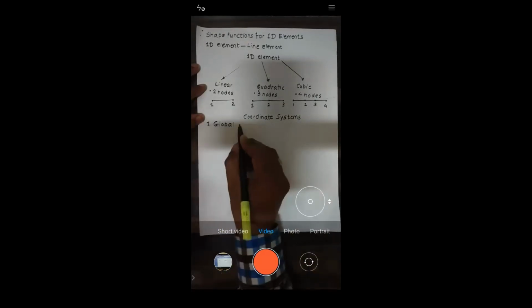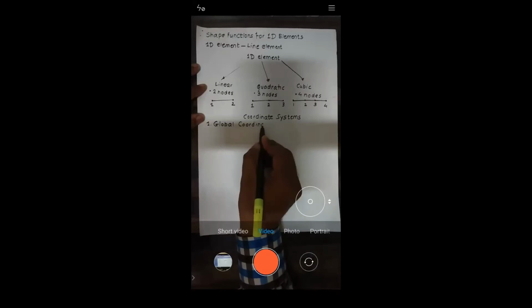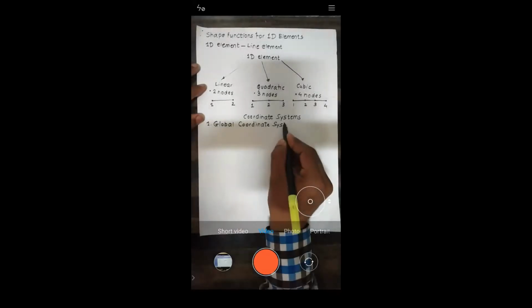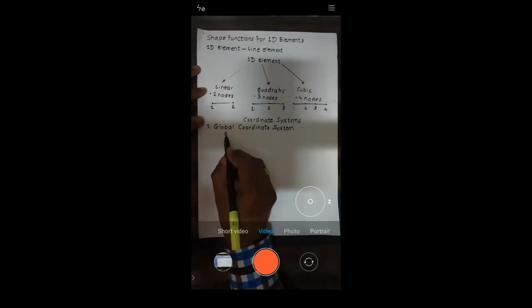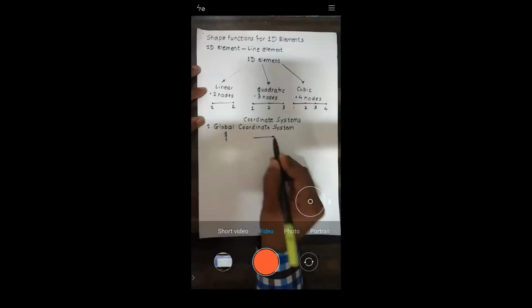What is the global coordinate system? If you are going to measure the location of, see here, if this is a fixed support, and if this is the element, let's say this is element number 1 and element number 2.